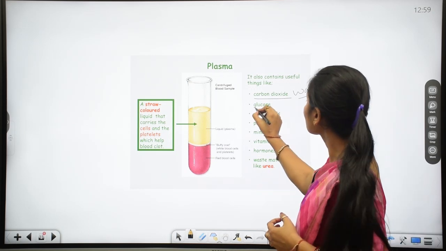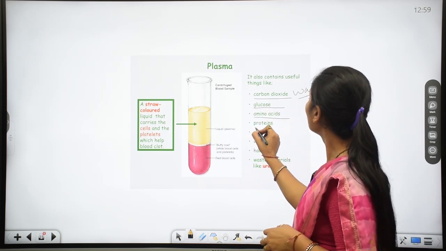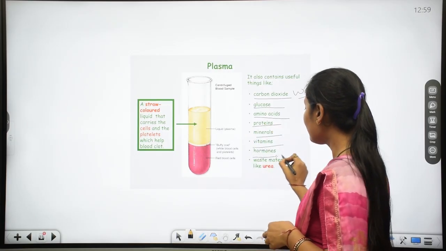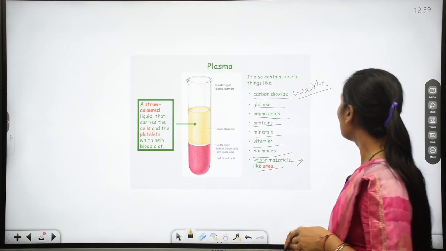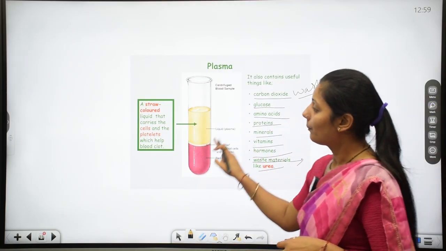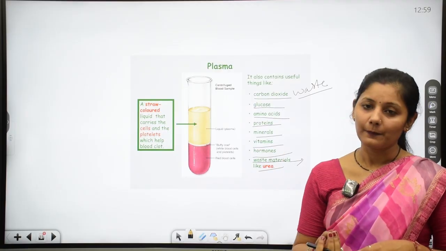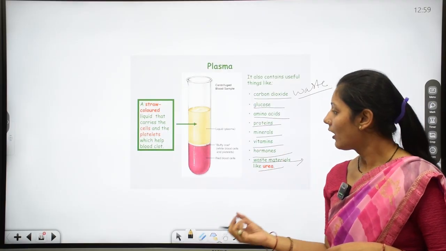The glucose is the good part. Amino acids are also useful things. The protein, the minerals, the vitamins, and the hormones, and the waste material like the urea, are also present in the plasma. Plasma is a straw colored liquid, which is liquid in nature, liquid in state.